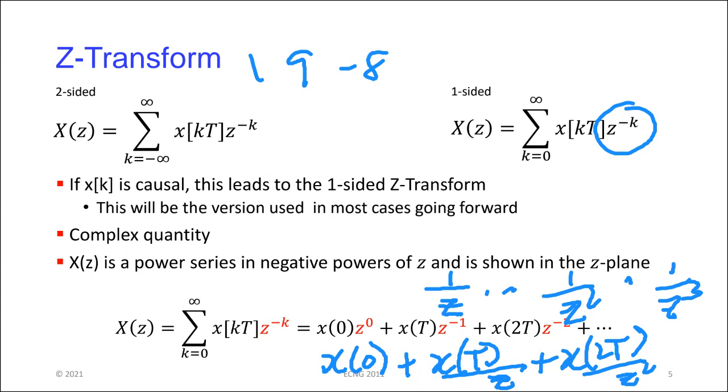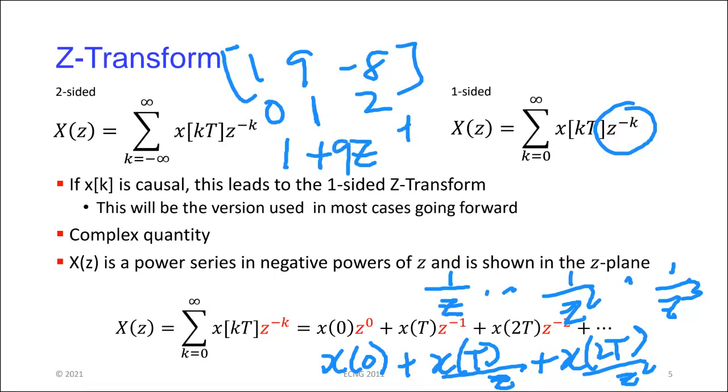Right. So back to the question here. So if this was xkt, this is t equal to 0, this is t equal to 1, this is t equal to 2. All right? You're assuming that we're starting at t equal to 0. So the first value would be 1 plus 9z minus 1, minus 8z minus 2. And so you keep going on.